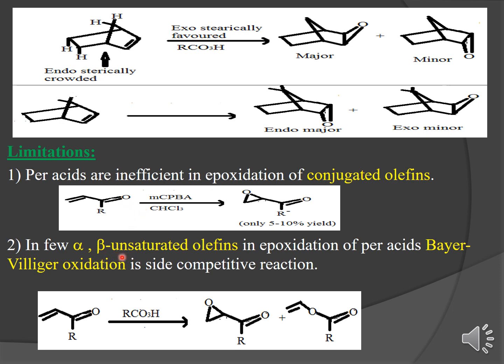And in a few cases, if we are taking alpha-beta unsaturated alkenes or olefins, upon epoxidation with the peracids, the Baeyer-Villiger oxidation is a competitive side reaction. So here two products are formed again. One is your epoxide formation, and in one more reaction there is just an addition of an oxygen atom. Okay, that will also come in the limitation part.